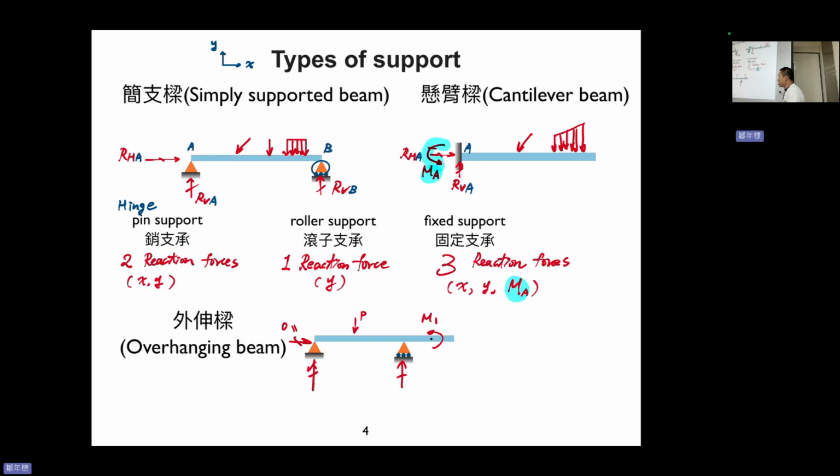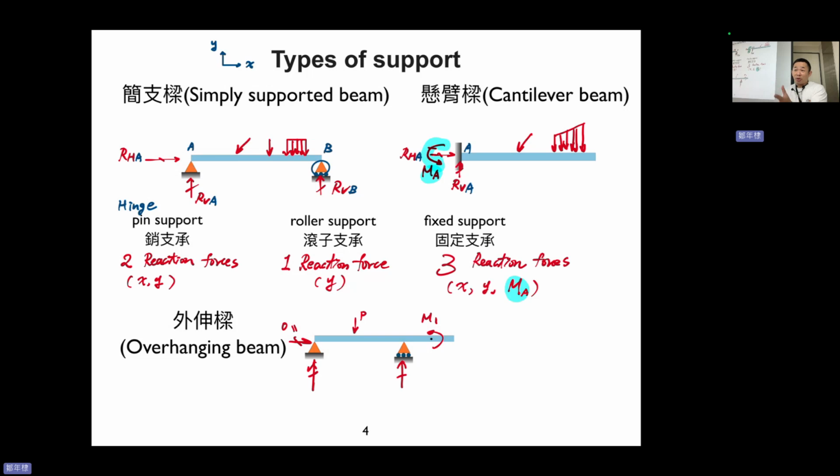Okay, that's it. So in this page, we introduce the types of beam: simply supported beam, cantilever beam, and overhanging beam, but this is not actually important. The most important thing in this page is pin support, roller support, fixed support. These three things: pin gives you two direction reaction forces, X and Y, roller support gives you Y direction reaction force, and fixed support gives you three of them, X, Y, and moment.